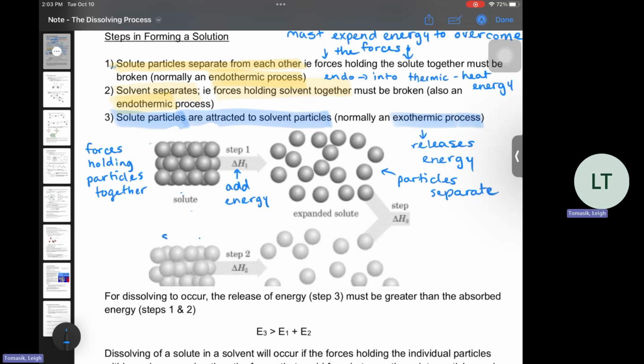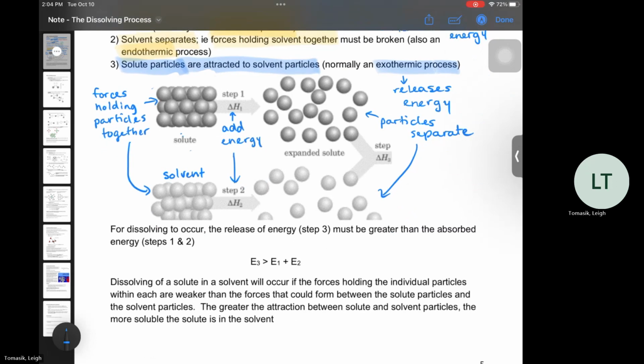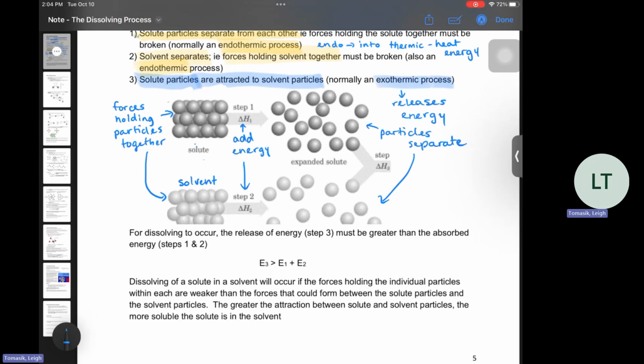Here we have the solvent. We also have forces holding those particles together. We also add energy, and those separate. And step three is, for some reason, not visible there. I don't know why. Step three, the particles will go in between each other.